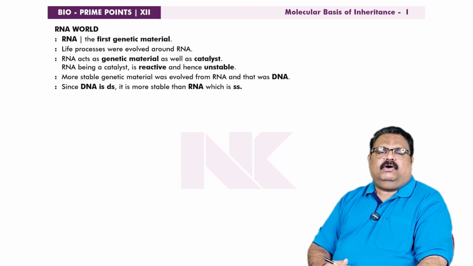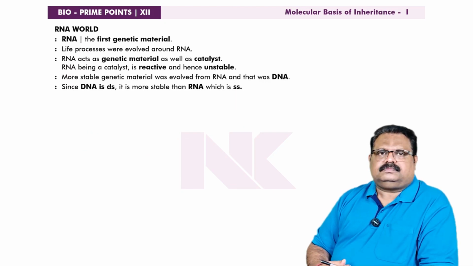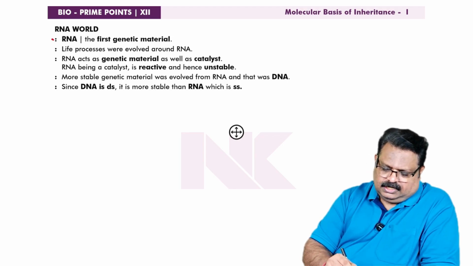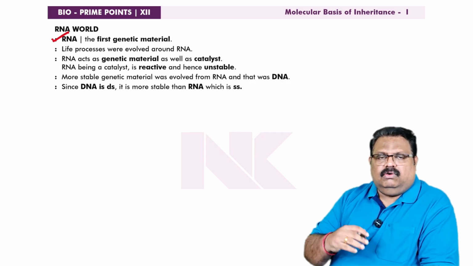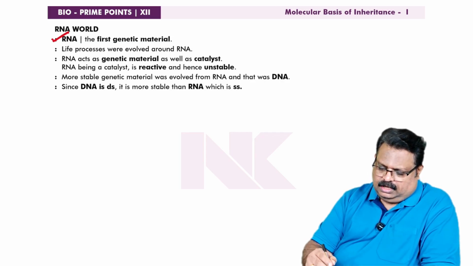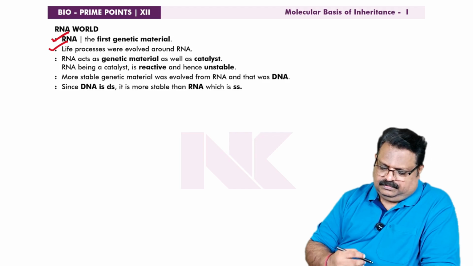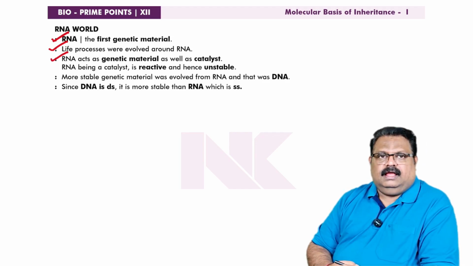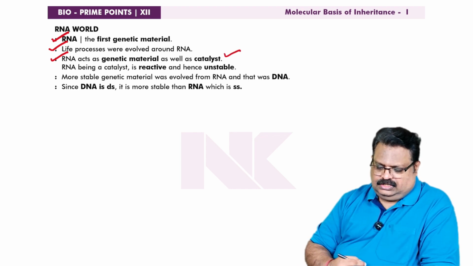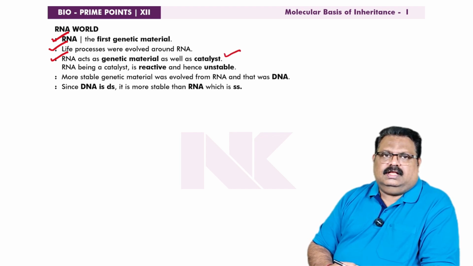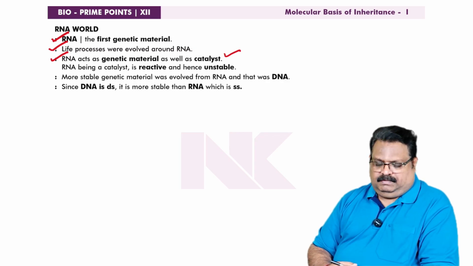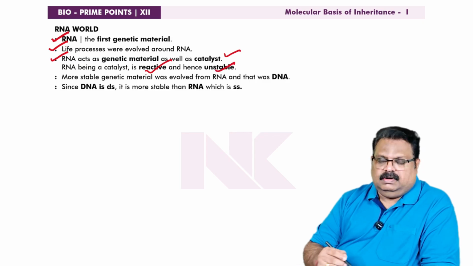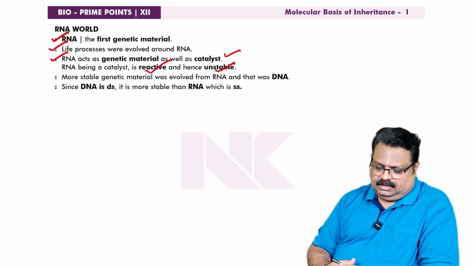Okay. The next prime point is regarding RNA world. RNA, being structurally similar, was the first genetic material. All the life processes were initially evolved around RNA molecule. In the case of some viruses, the RNA was the genetic material. And also RNA is working as a catalyst, like enzymes. The RNA enzyme is called a ribozyme. Since RNA being catalyst, it is reactive and hence unstable. So it mutates at a higher rate.